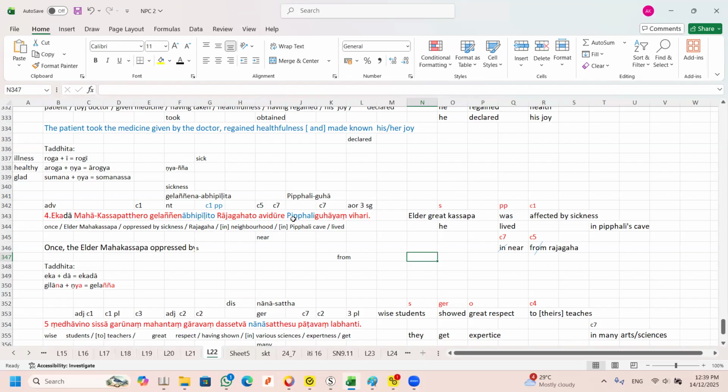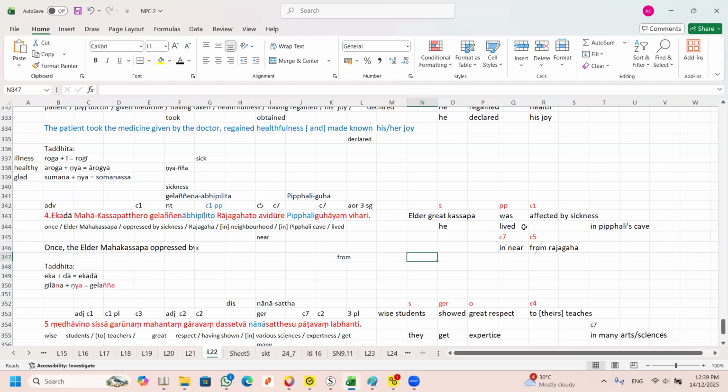Can you see that there is no other verb here? The only verb here is this AOR, with E. So this one is "lived". And then, can you see this is a feminine noun? Yam, in, okay, this is a cave. Guha is a cave. And this compound is Pipali Guha, meaning the cave of Pipali, or Pipali cave.